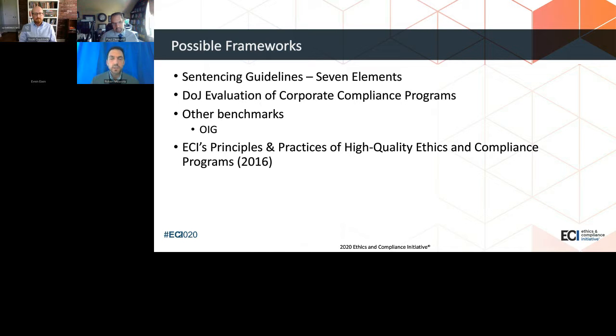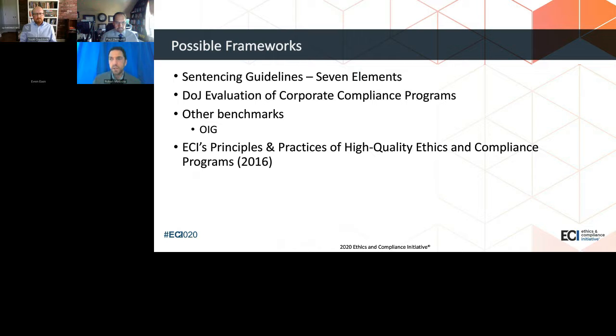The Department of Justice evaluation of corporate compliance programs, I think, does a better job of elaborating what an assessment could look like. It is, however, designed to assist prosecutors for how to evaluate a program after the misconduct has occurred. And it's not necessarily a holistic way to frame and plan what a proper assessment could be.